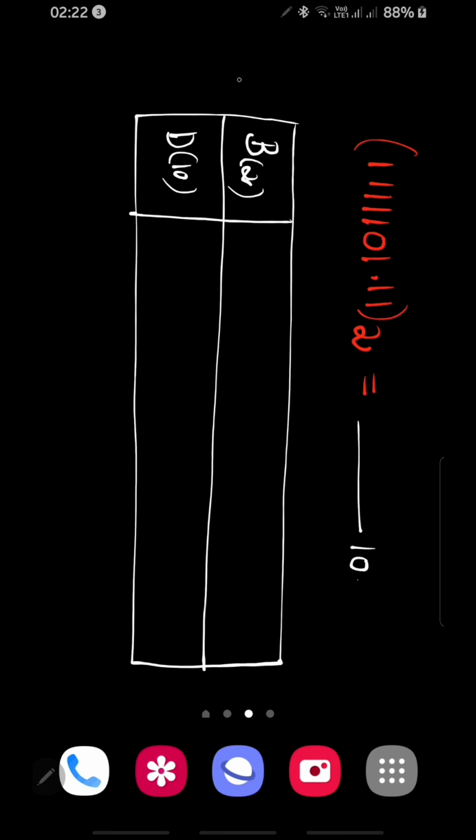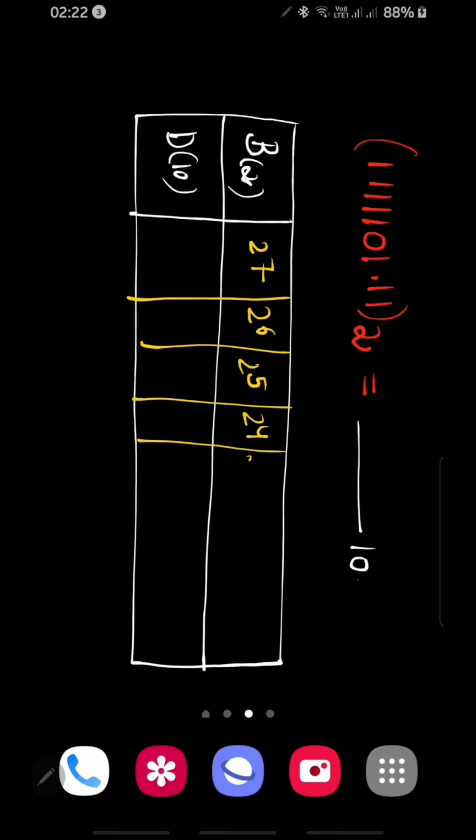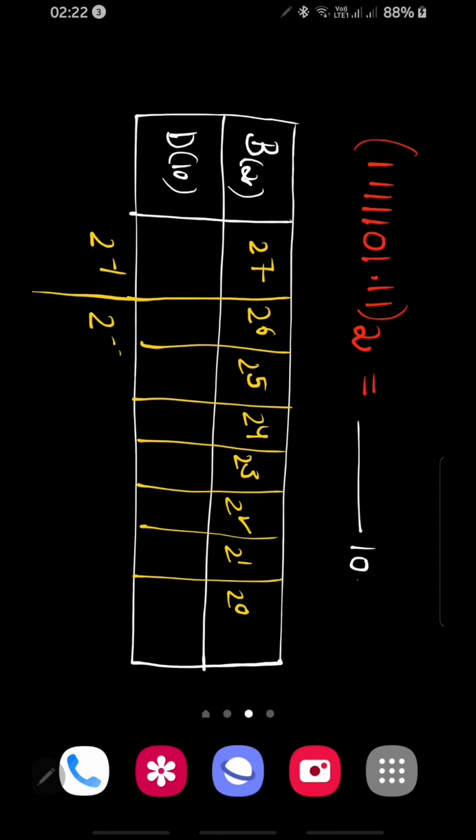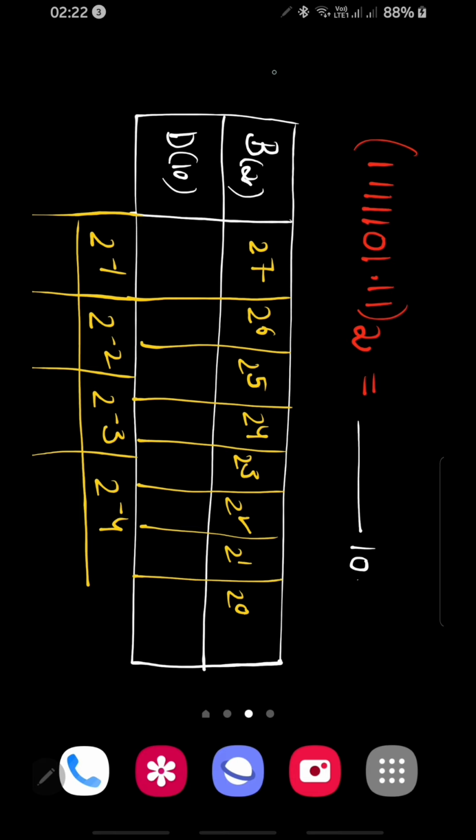For example, 2 power 7, 2 power 6, 2 power 5, 2 power 4, 2 power 3, 2 power 2, 2 power 1, and 2 power 0. Okay. So this comes under positive values, and negative values are like 2 power minus 1, 2 power minus 2, 2 power minus 3, 2 power minus 4. Like that, this comes under negative side values. Okay, these negative side values are nothing but what?